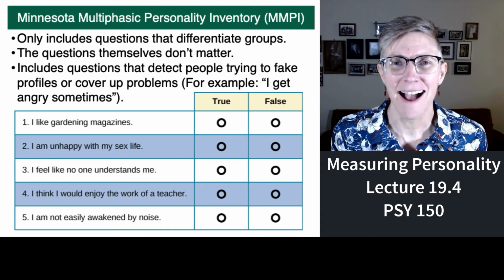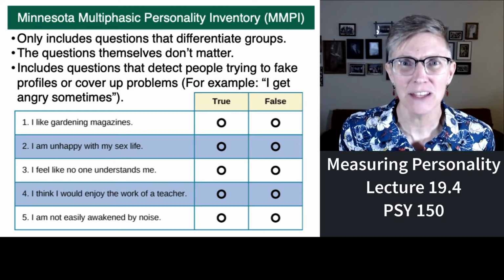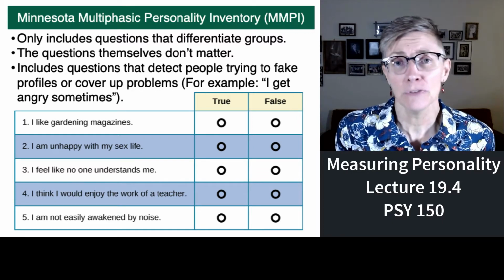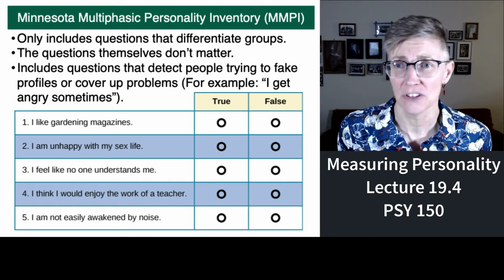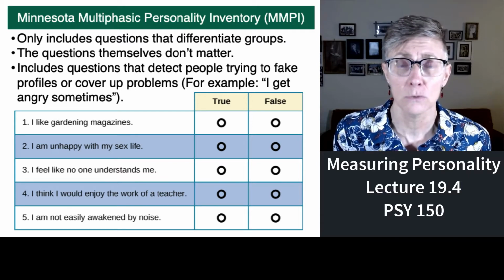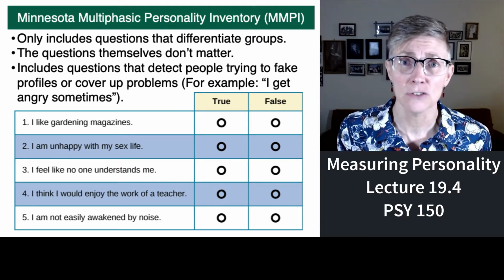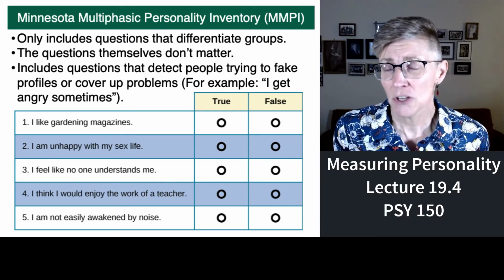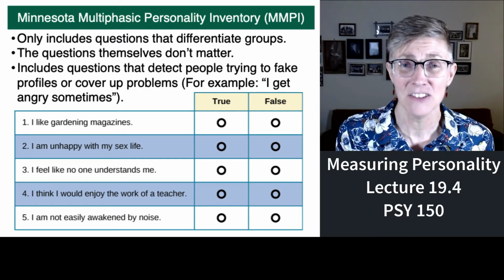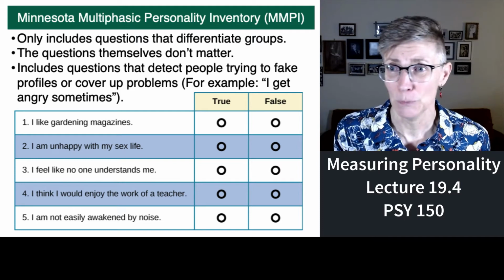Now the MMPI, it's really curious. There's no particular theory behind it. It's just that they've worked a very long time to find out how different groups of people tend to answer these questions. So the questions, there's no theory behind them. There's just a statistical relationship between the answers that people give to various questions and the conditions or personality types that those people have. So there's no particular reason why a question like, I like gardening magazines, would be useful in identifying personality, but it turns out they do.